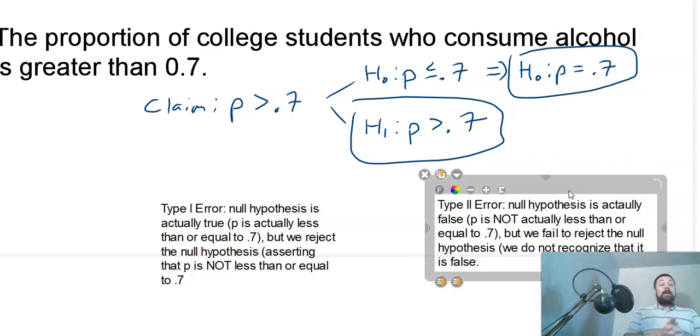The null hypothesis, in reality, is a false statement, but we fail to reject it anyways, even though we should have. So that's what a type 2 error would look like. So that's what they're asking you to do on these problems.